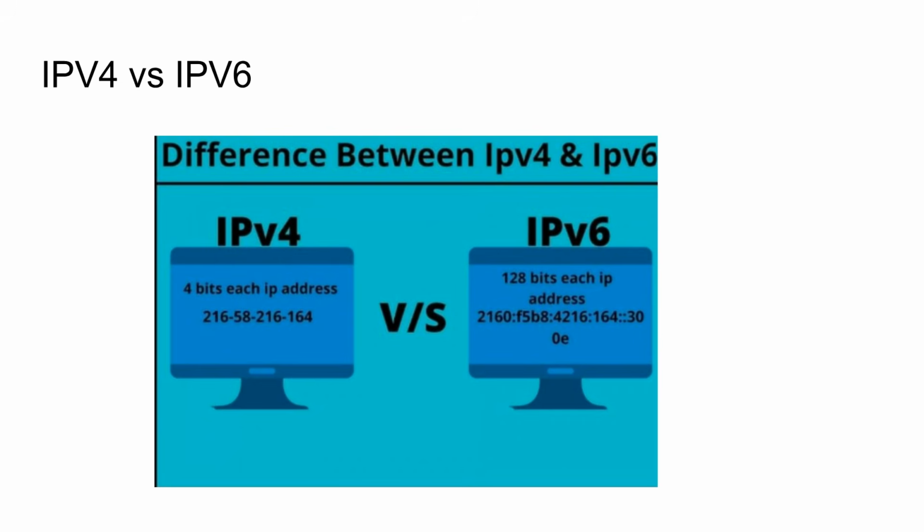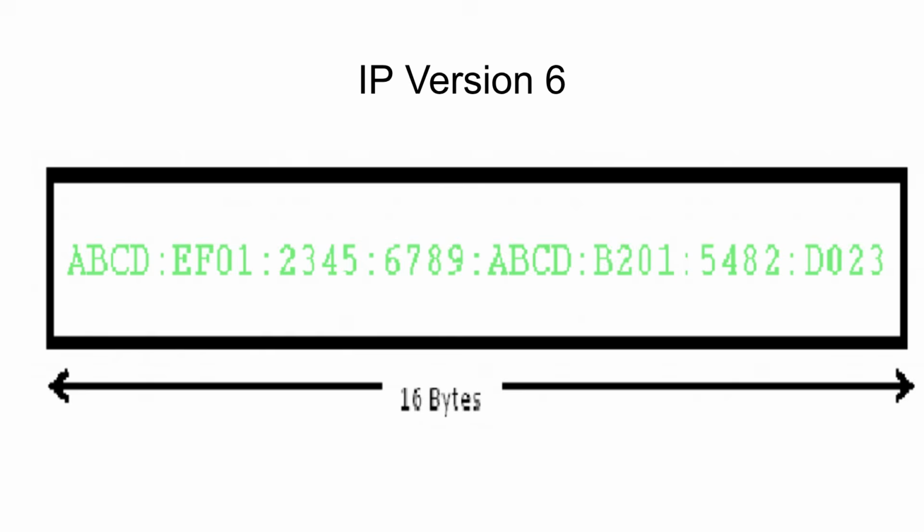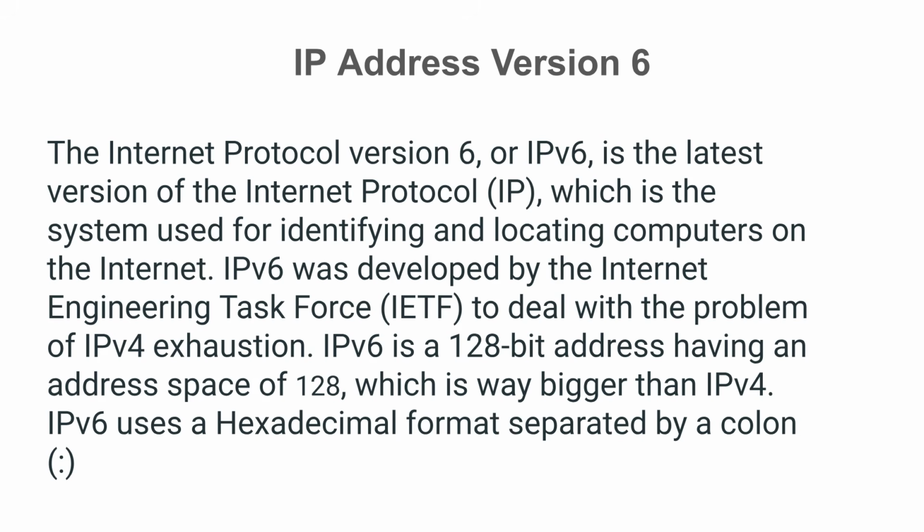IPv4 uses a 32-bit address, while IPv6 uses a 128-bit address, providing a much larger address space. IPv6 addresses are 16 bytes long and use a hexadecimal format separated by colons, as illustrated here. IPv6 was developed to address the exhaustion of IPv4 addresses.